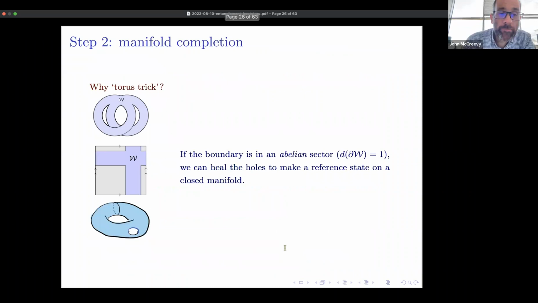Okay, so that was step one. Step two is filling in the holes. First, I should explain why that trick is called the torus trick. That's because this region that I drew is actually a torus with a hole. Here's another picture of a torus. Here's a torus with the hole. And here's another representation of it in the square with opposite sides identified. If I take the whole thing, it's a torus. And if I cut out a hole, you see this thing has a single boundary. Then I get this region. And maybe it's not too hard to convince yourself that that's the same as this. The intrinsic topology is the same.